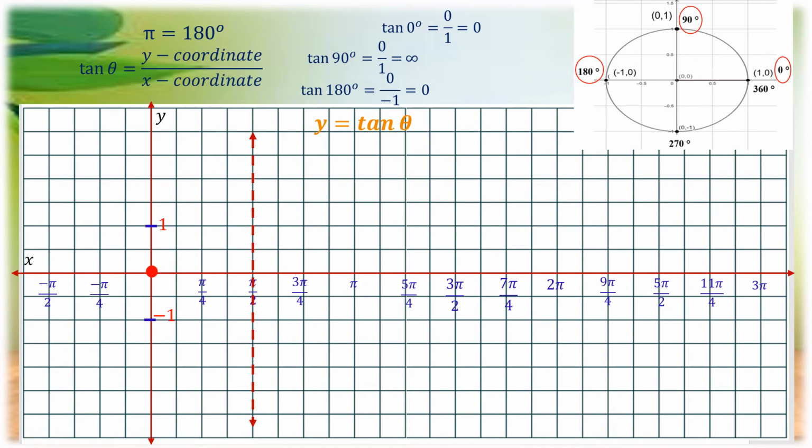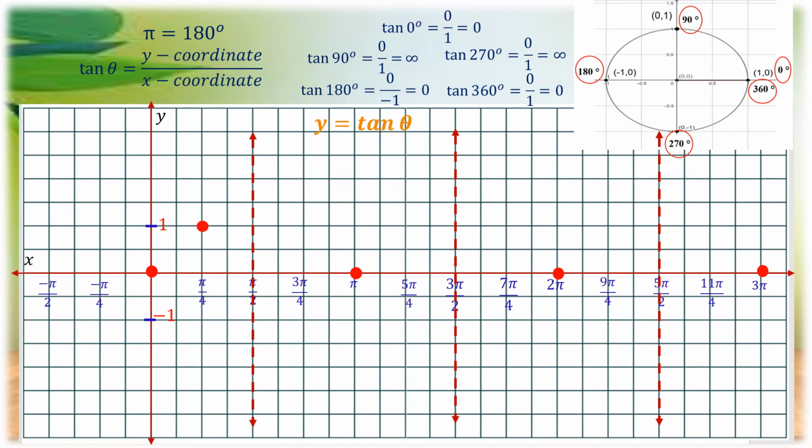And then tangent 180 degrees is equal to 0 over negative 1, which is equal to 0. So tangent 180 degrees is at 0. And then tangent 270 degrees is equal to negative 1 over 0, which is undefined. So at 3 pi over 2, it is a broken line. And then tangent 360 degrees is equal to 0 over 1, which is equal to 0. So at 2 pi, it is equal to 0. And then we have the pattern, so it means that automatically pi over 2 is a broken line because it is undefined. And then at pi, it is equal to 0.